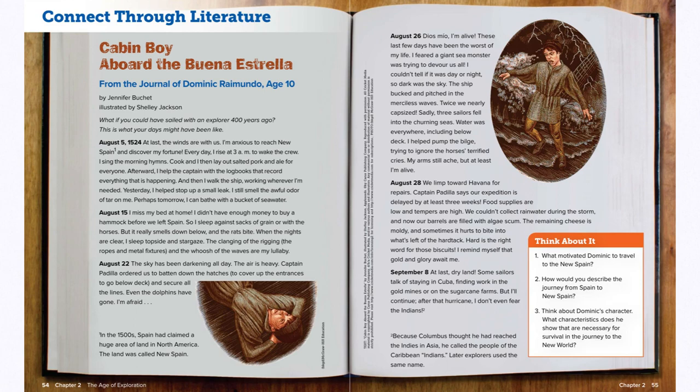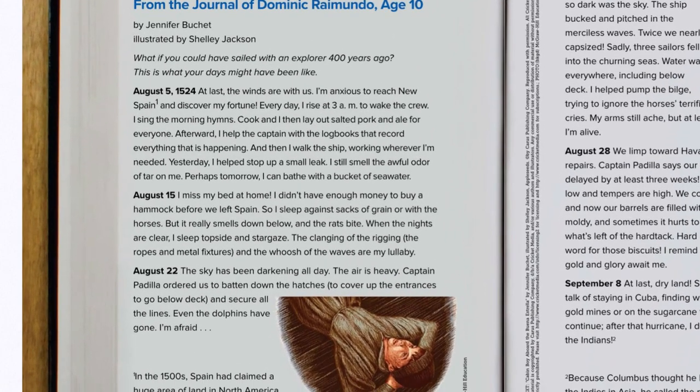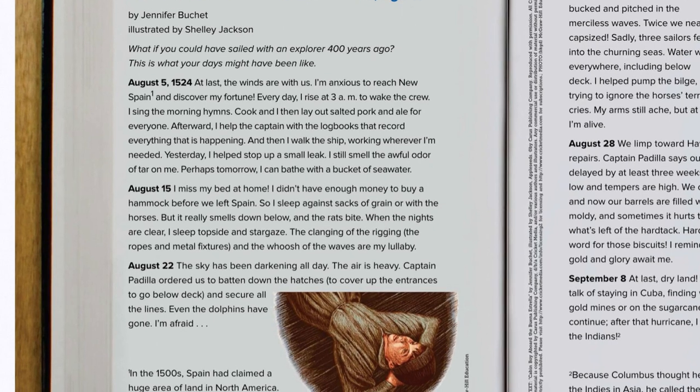Okay, so let's take a look at this. First it says, what if you could have sailed with an explorer 400 years ago? This is what your days might have been like. August 5th, 1524. At last the winds are with us. I'm anxious to reach New Spain and discover my fortune.